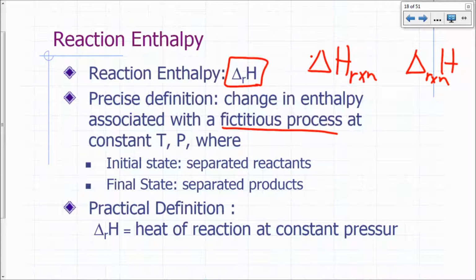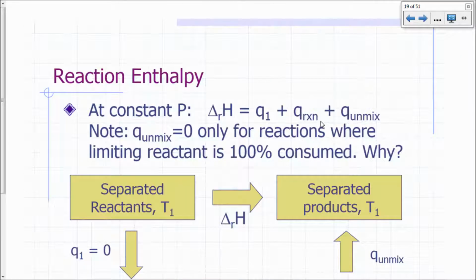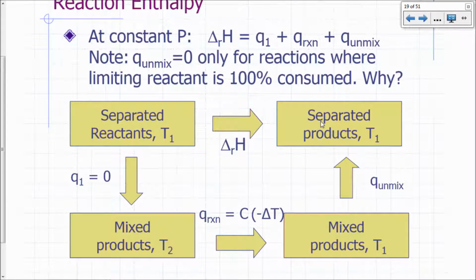That's a fictitious process. For practical purposes, we can say that the delta H for that is in fact essentially the heat of reaction at constant pressure for some reactions. And that's why we give that symbol delta H of reaction. It's synonymous with the heat of reaction. Let's clarify that. Like I said, the reaction enthalpy is equal to the enthalpy of the separated products minus the enthalpy of the separated reactants.